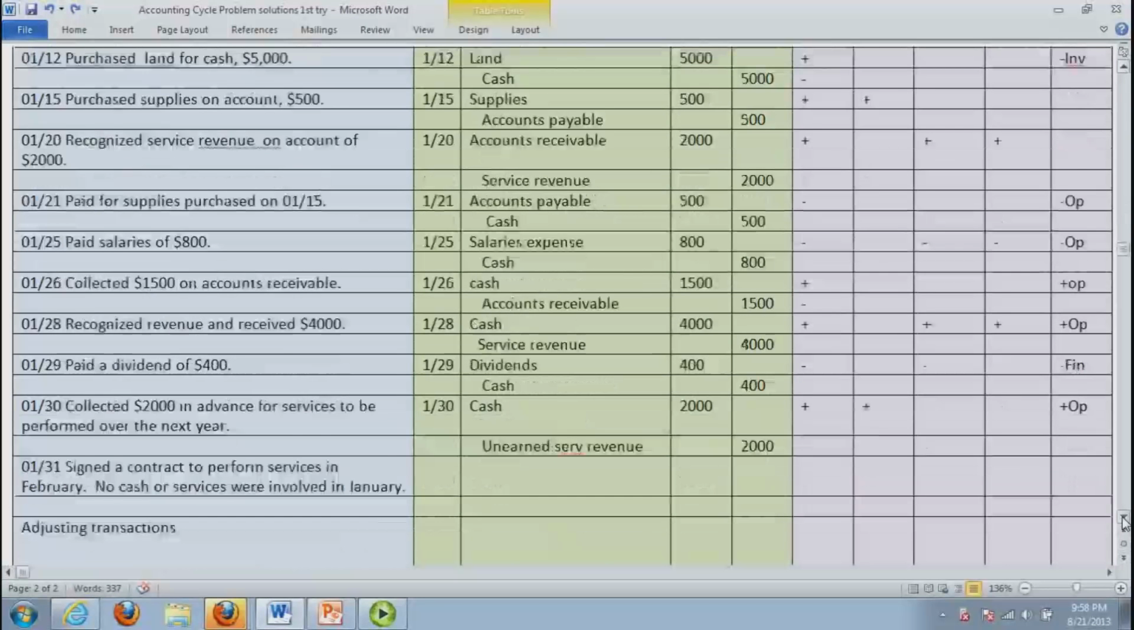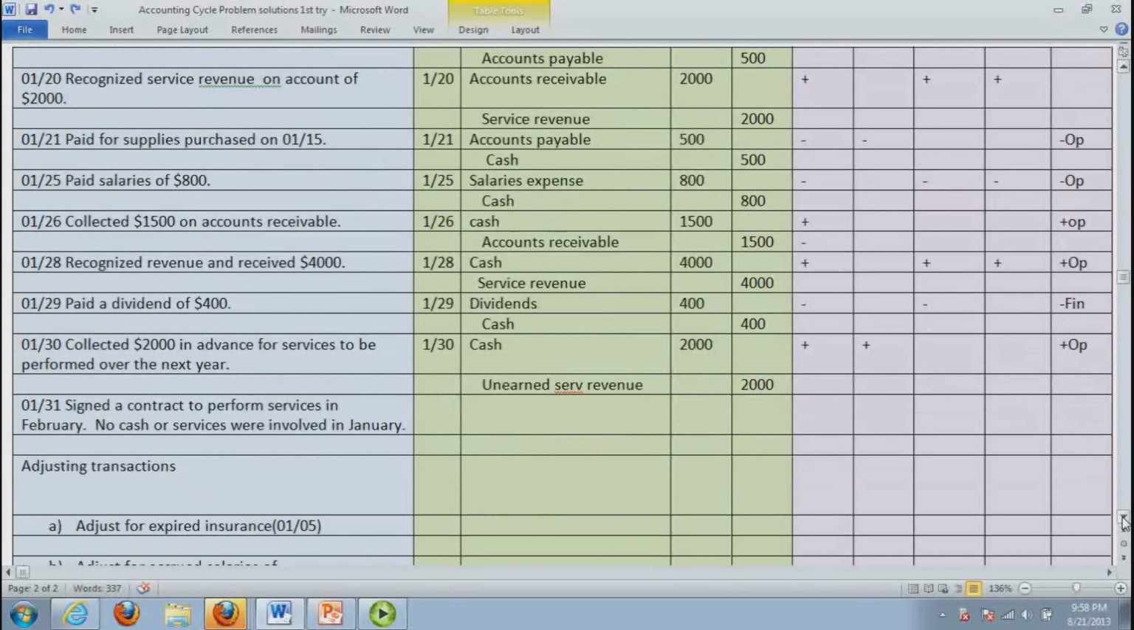Okay, so next we're going to look at signing a contract to perform services. And we haven't done any of the work. We don't have any cash received, and we've done nothing for it. So on January 31st, when you look at this, there really isn't any impact to the accounting equation. No change to assets, liabilities, or stockholders' equity. So actually, this one does not need to be recorded. Once cash comes in or we do the services, then it will get on the books.